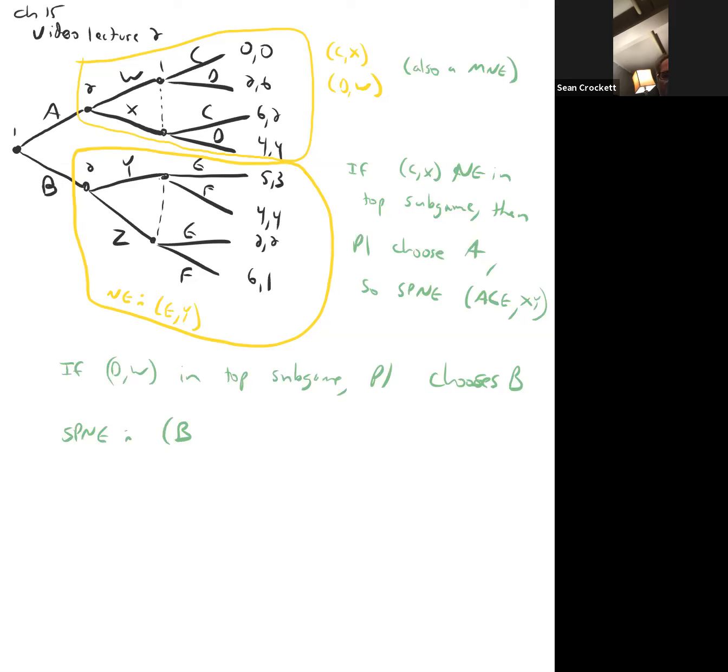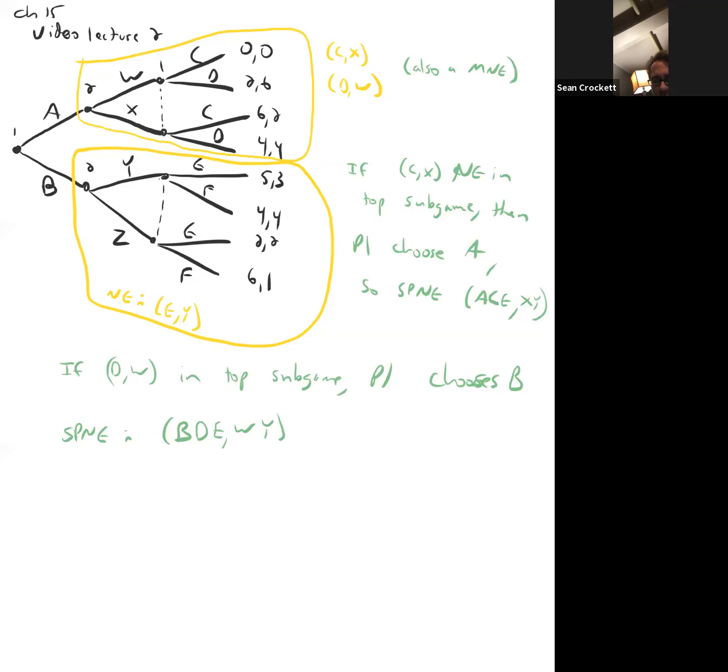The SPNE in that case is player one picking B, and then in the top subgame they're playing DW, so player one is playing D up top, and player one always plays E in the bottom in any subgame perfect Nash equilibrium. Player two must be playing W in the top, and always must play Y in the bottom. So that's another subgame perfect Nash equilibrium, and we found these two.